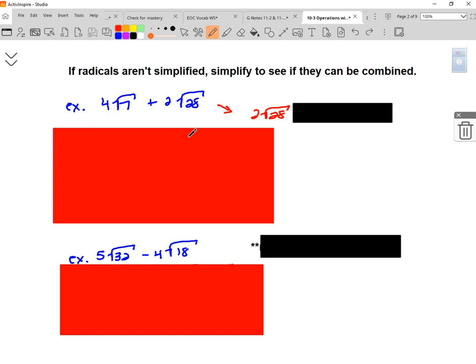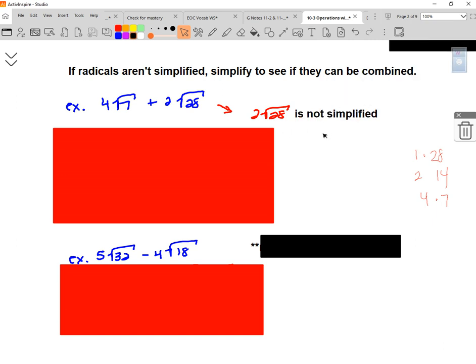But we have to check first to see, is that number simplified? If that radical or square root is not simplified, we simplify it first and then see if we can add or subtract them. The 2 square root of 28, is there a square root factor of 28? Caleb says yes. What is it, Caleb? 4 and 7. Yeah, 4 and 7. So we can rewrite that.